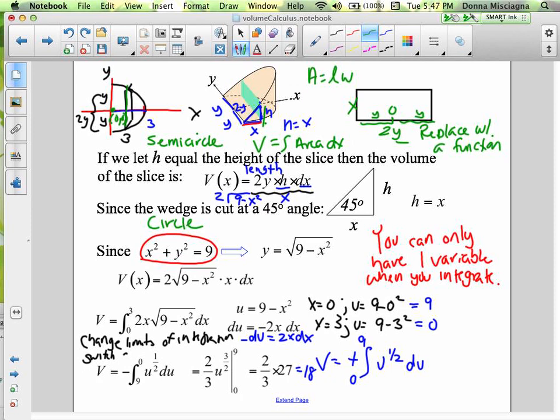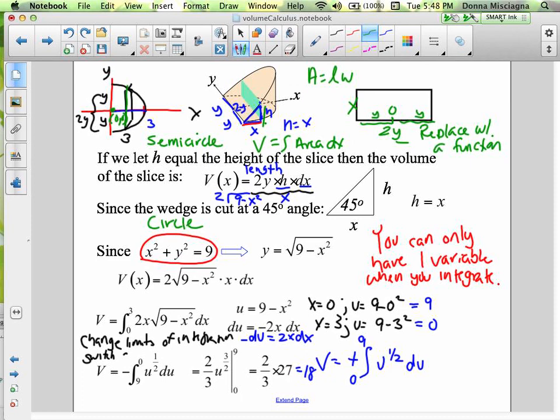However, I don't have a whole circle. All I have is half a circle. So a semicircle is basically going to be, if we solve for y, the square root of 9 minus x squared. That's a semicircle, right? I'm going halfway. I'm not going to have the negative values because I don't have the other half of the circle, which is perfect because I didn't want the other half of the circle to begin with.